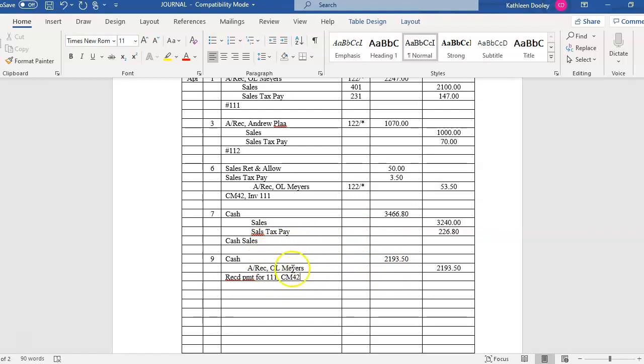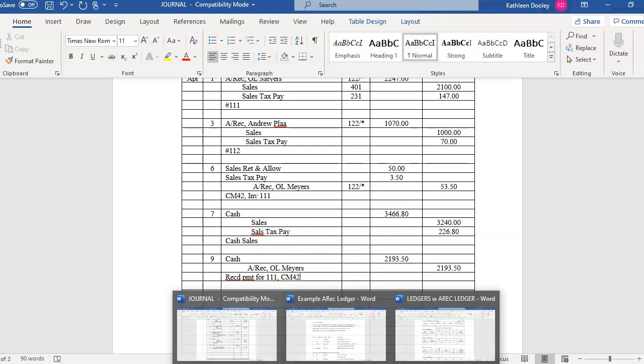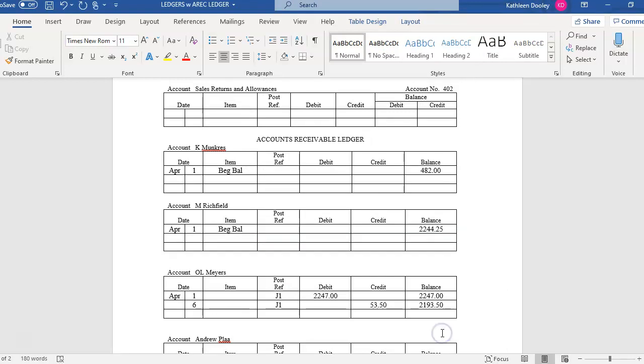Yes, I have a customer here, so I have to post that right away. So I go to my ledger, O.L. Myers, copy the date, here's the 9th, copy the amount, 2193.50, credit, okay? Here I have the previous balance. Remember, these are accounts receivable, so these are debit balances. That's a debit, this is a credit. Debit and credit is subtract.